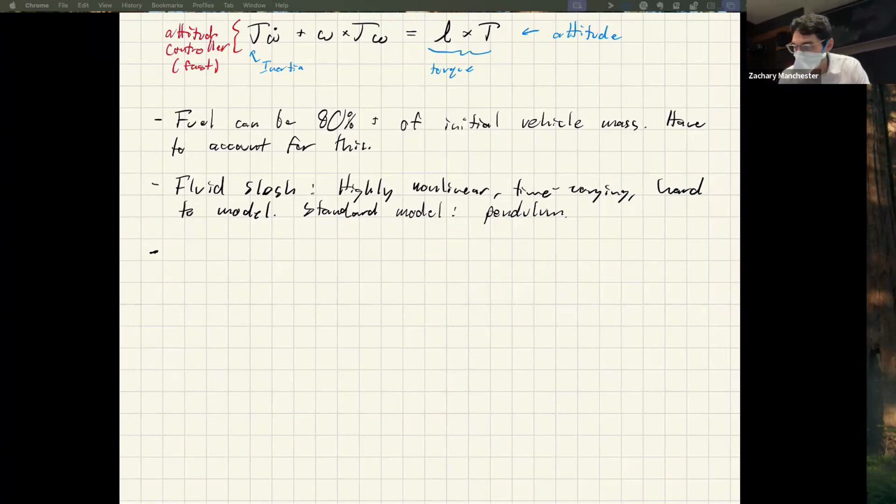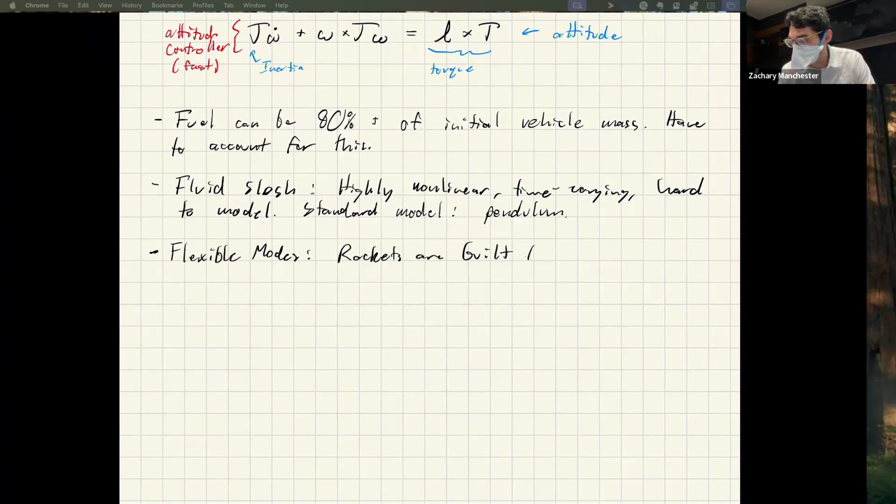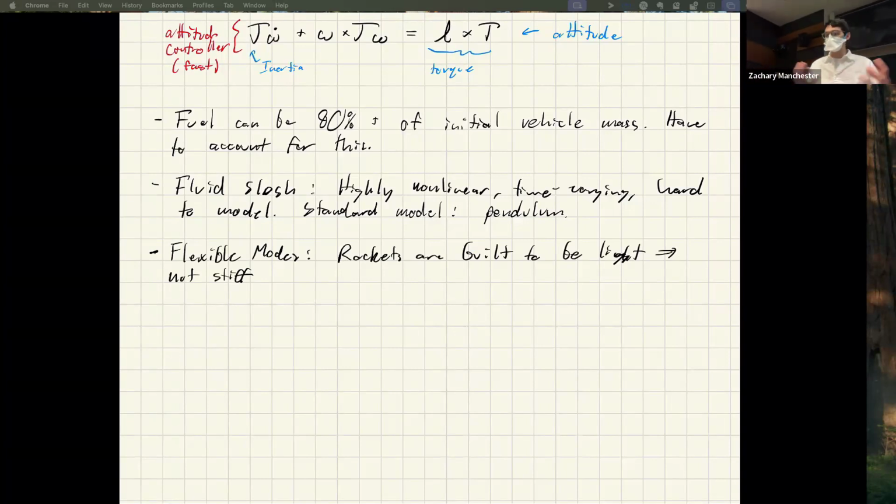Let's see. Okay, other things to say. There are flexible modes. These things are floppy. Rockets are built to be really light, and as a result, their mass is obviously at a huge premium. So they're inherently not very stiff; there's a trade-off between mass and stiffness, and you really prioritize being light. You're constantly playing this game of how light can we make it, and you make it just heavy enough, with just enough structure, so that it's just stiff enough.